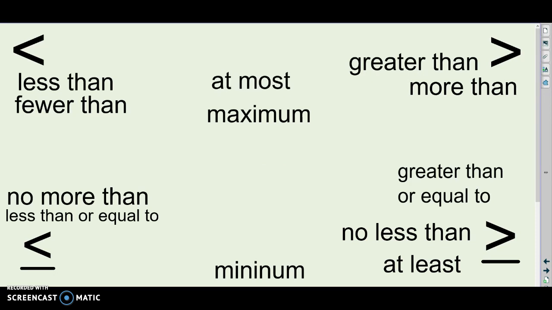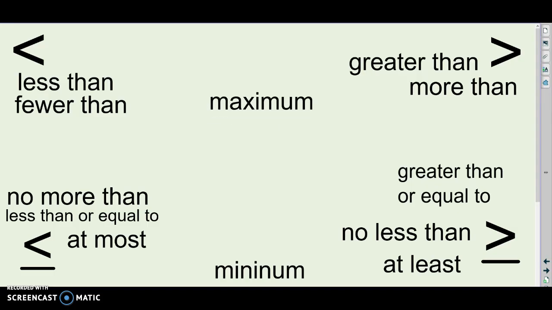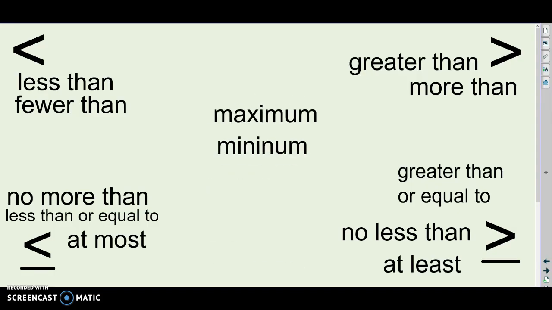At most would go over here again. Like you can have at most 5 friends over. Well, you could have 2 or 3 or 4 or 5, but no more than that. So less than or equal to 5. Maximum and minimum. These ones get a little confusing. A maximum. That means it could be smaller than that, but it can't be any bigger. So I'd put that back over here again with less than or equal to.